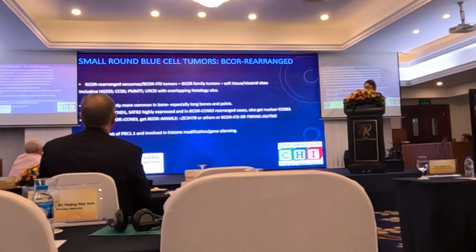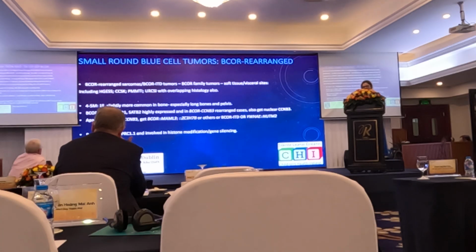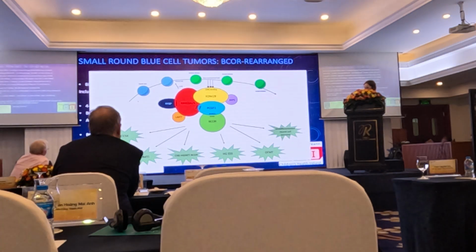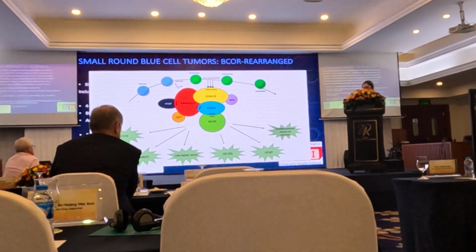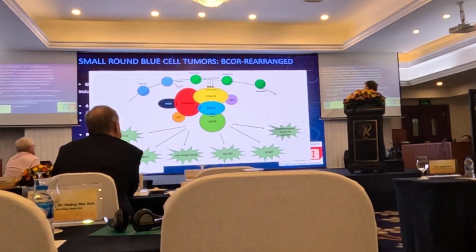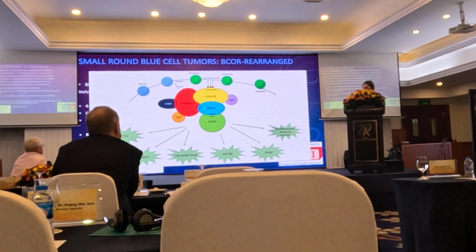In the BCOR CCNB3 rearranged cases, we tend to get very high expression of CCNB3, which can be picked up by immunohistochemistry as well. BCOR is a subunit of a polycomb repressor complex, which is involved in histone modification and therefore has an epigenetic effect. That's just an image of the complex with BCOR indicated in green, and the effect it has on the chromatin, where the histones are marked with a silencing mark and genes are turned off, if you like, as a result. And then the various tumors that may be underpinned by this.